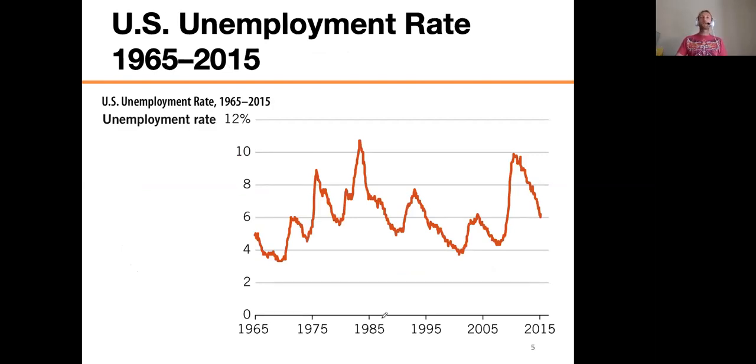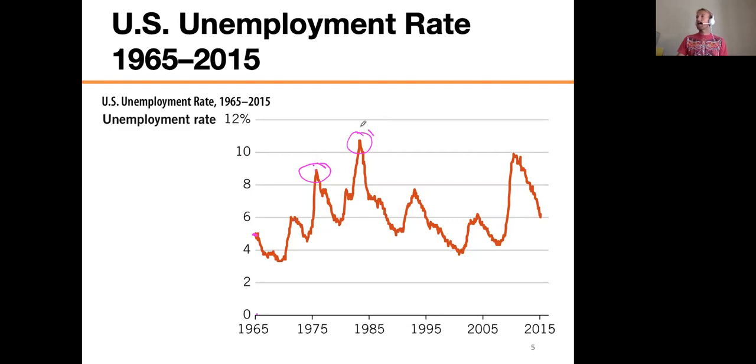Okay, let's look at this historically over time. The unemployment rate in 1965 hovered at about 5%. It's gone up. There's a big peak here. There's a big peak here. These both corresponded with the oil embargoes. There was an oil shortage here, and an oil shortage here, actually.